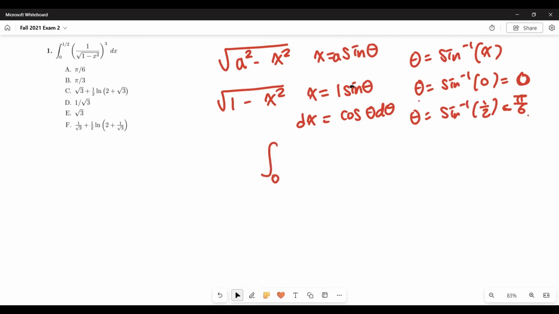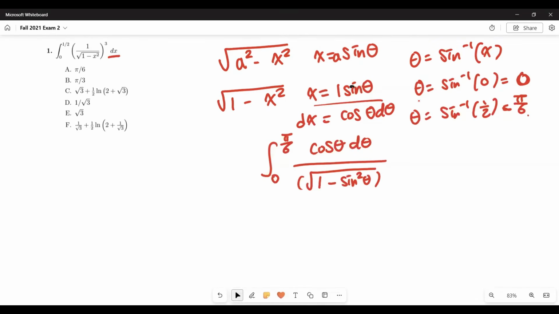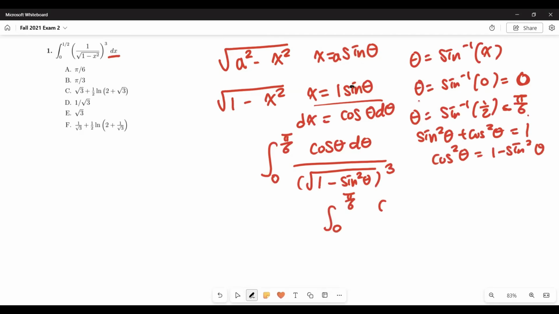So this is from 0 to pi over 6, and we're going to substitute dx with cosine theta d theta, so it's going to be cosine theta d theta over square root of 1 minus sine squared theta to the cube power. And if you remember your trig identity, sine squared theta plus cosine squared theta is equal to 1. So cosine squared theta is the same as 1 minus sine squared theta, right? So this can be written as the integral from 0 to pi over 6 of cosine theta d theta over square root of cosine squared to the third power.